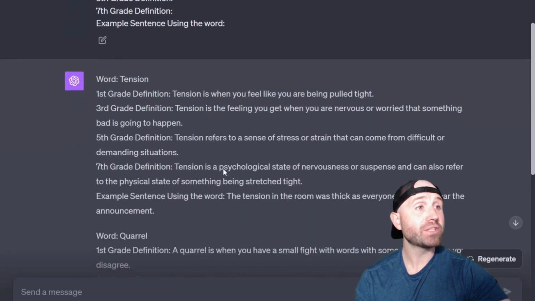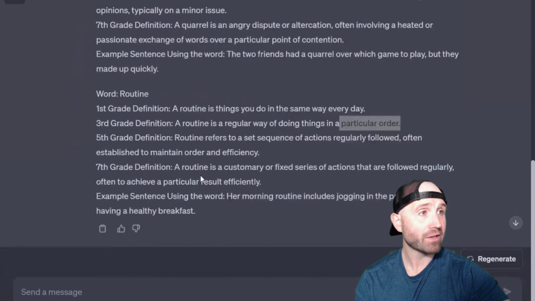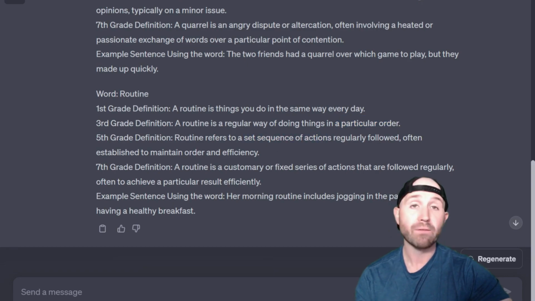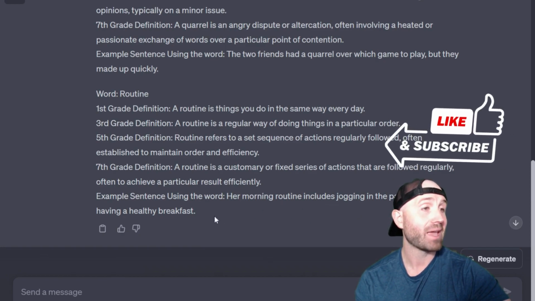As we can see, for each of those words, it gave me increasing definitions and an example sentence in the exact format that I wanted. There's tension, there's quarrel, and now let's take a look at routine. So for the 1st grade level definition of routine, it says a routine is things you do in the same way every day. That would make sense to a 1st grader. We can see that when we jump up to 3rd grade level, it says particular order, and it adds increasing complexity as things go on. For the example sentence, her morning routine includes jogging in the park and then having a healthy breakfast.